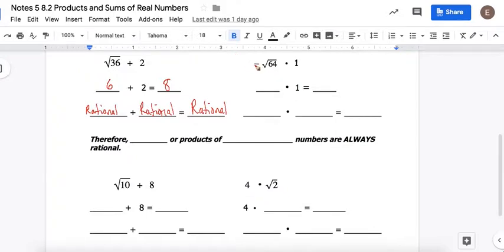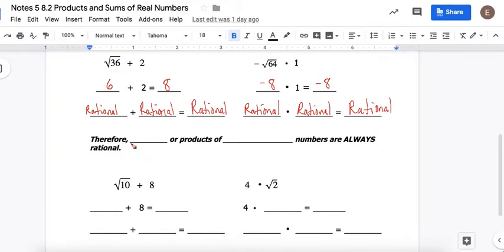Okay, over here we have negative square root of 64. So the square root of 64 is 8 because 8 times 8 is 64. But there's a negative in front, so we have to make it negative 8. And negative 8 times 1 is negative 8, because a negative times a positive is a negative. Now, is negative 8 rational or irrational? It is rational. It's also an integer. And then 1 is also rational. It's also natural and whole and an integer. And a rational times a rational always equals a rational.